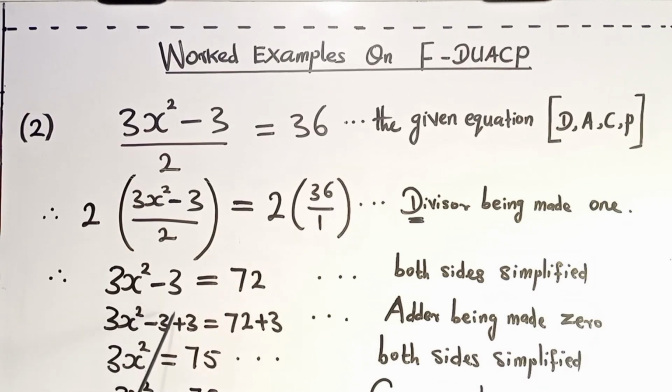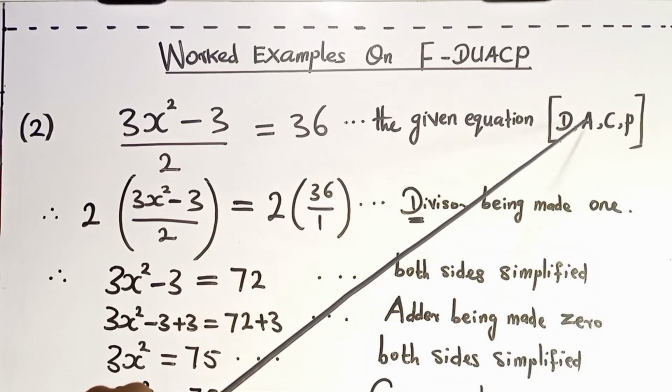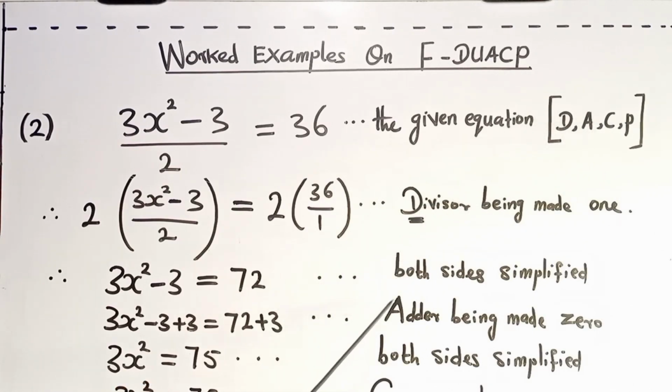Now, since this plus 3 changes the value of this left-hand side, I also have to add the same 3 to the right-hand side. Because of that, we have in the left-hand side 3x to the power 2 minus 3 plus 3. And right-hand side, we have 72 plus 3. I hope you know what is happening here. At this point in time, an adder is being made 0. This capital A is to make us understand or make reference to this A we have here. Adder is being made 0.